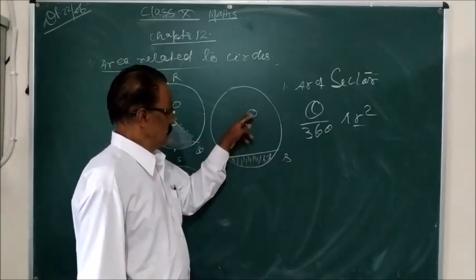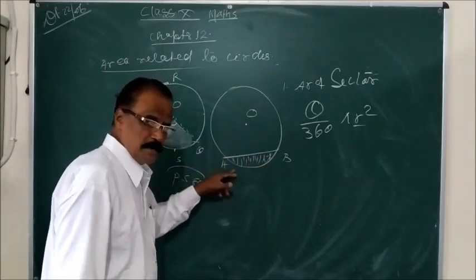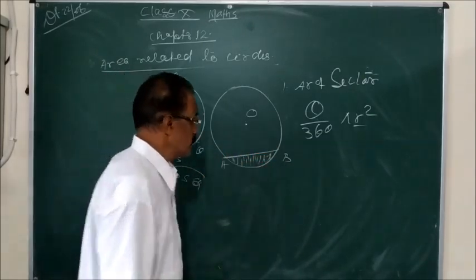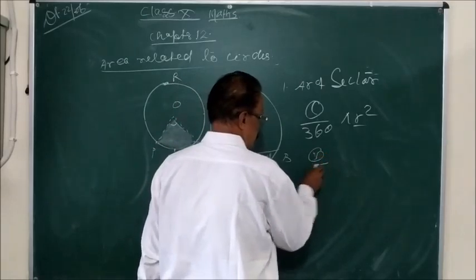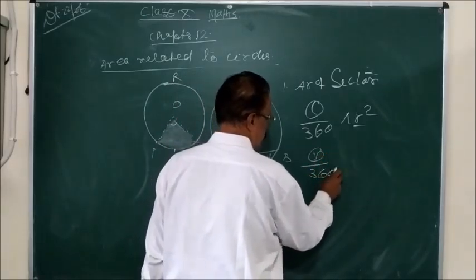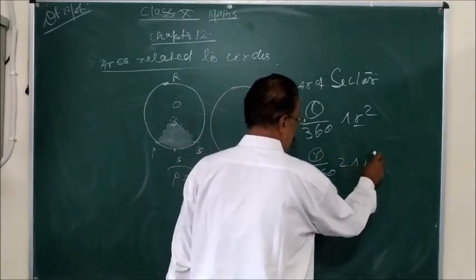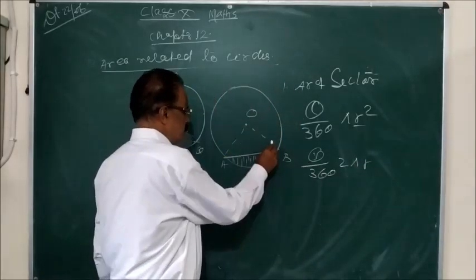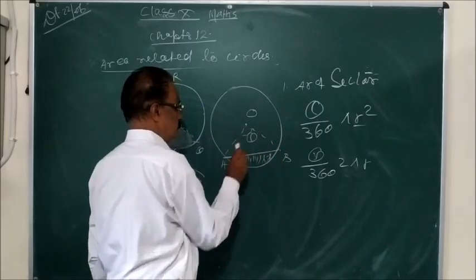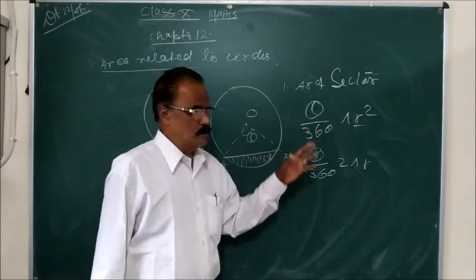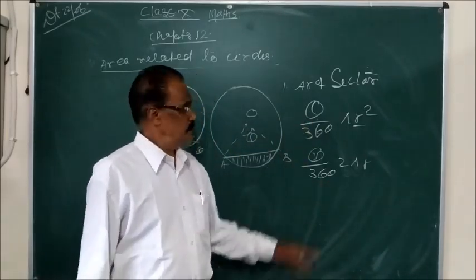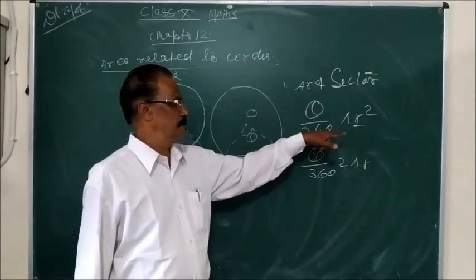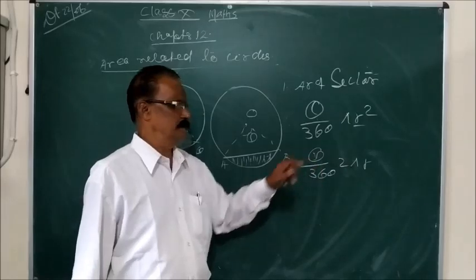And suppose you have to find what is the length of this arc. Arc means minor arc or major arc. So the formula is theta by 360 2 pi r. So here theta is also the angle formed by the arc at the center. This is theta. So these two formula, my dear students, you will remember: area of sector, theta by 360 pi r square, and length of arc, theta by 360 2 pi r.